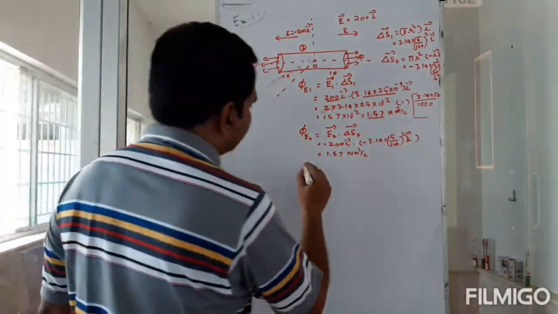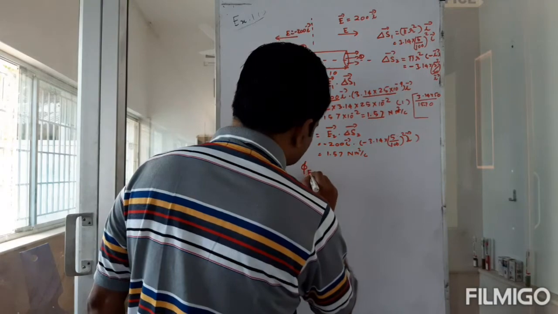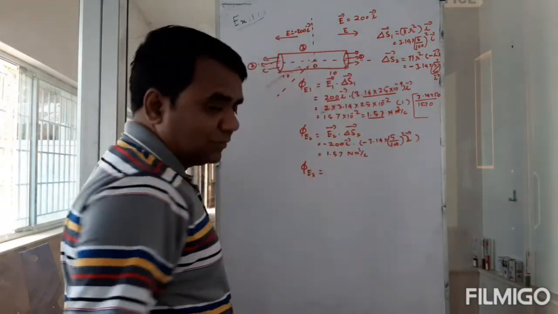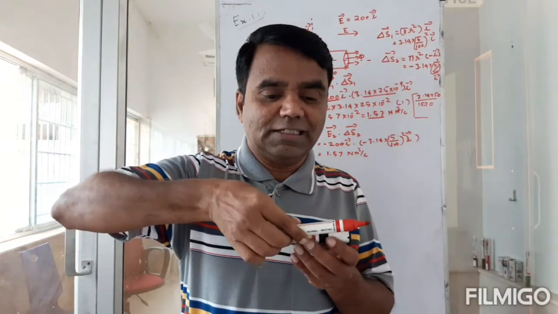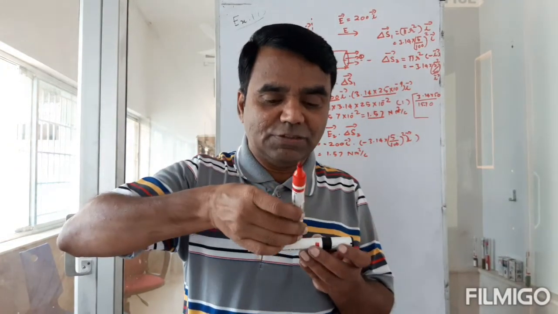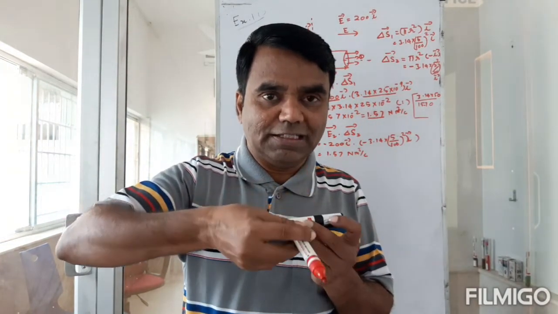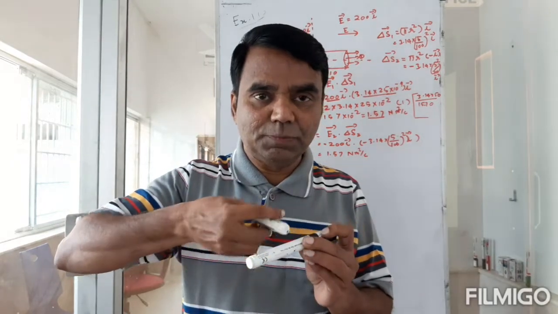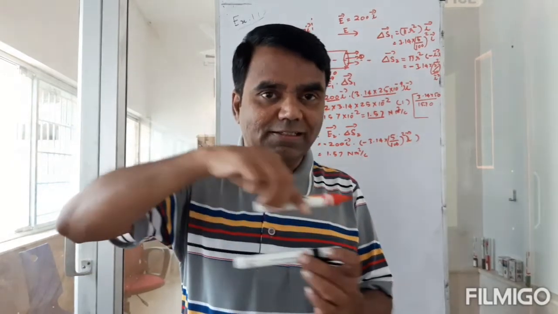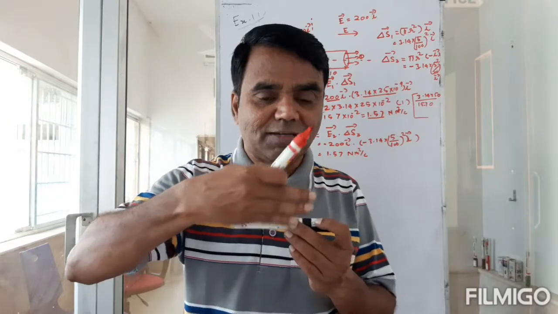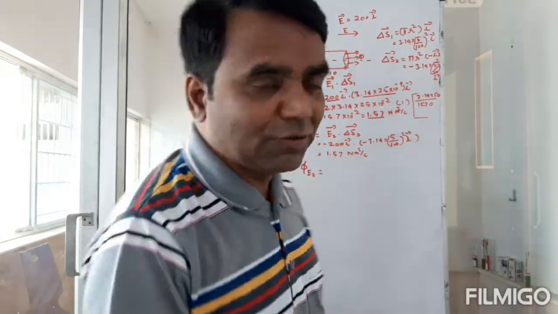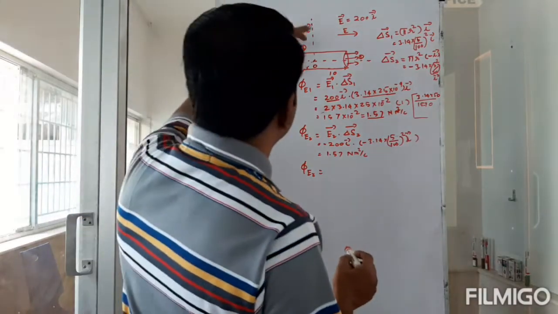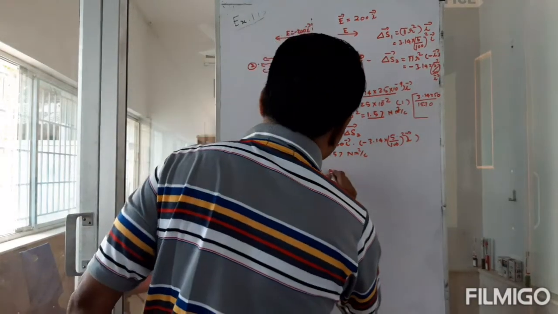And what about phi E3? So phi E3, that is this curved surface, and E is in this direction, but if you take every point, it's going to be 90 degrees to E. So no flux is coming through this curved surface at all. So flux through this curved surface is actually 0.